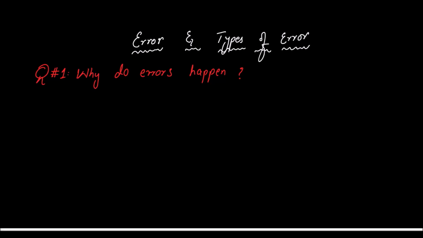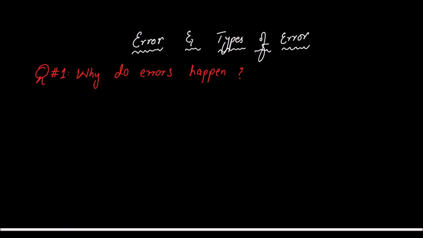Today we are going to discuss errors and types of errors. The very first question is very important: why do errors happen? Well, computers don't work with perfect precision. They use approximations, and these approximations can lead to errors. Understanding these errors helps us improve our algorithms and get better results.